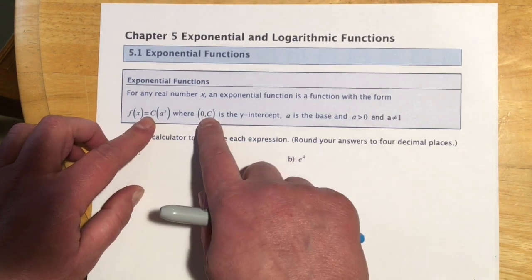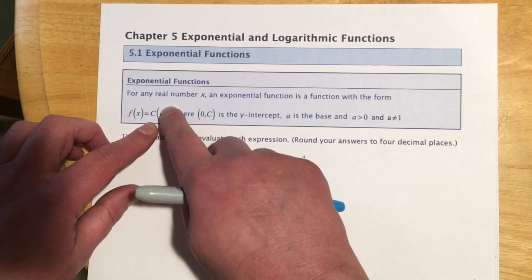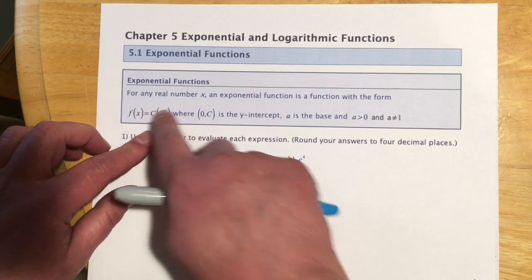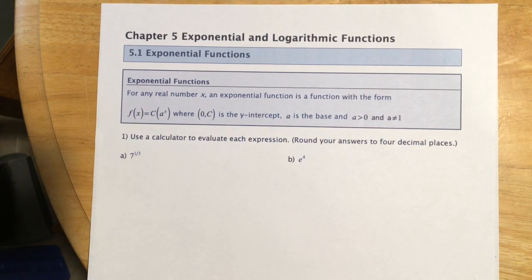And the reason that the y-intercept is at c is if x is 0, remember anything to the 0 is 1, so you get 1 times c. So when x is 0, f of x equals c. We'll see that a little bit more when we do graphing here in a second.